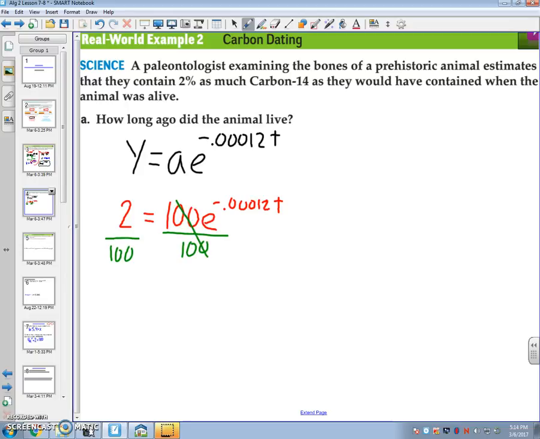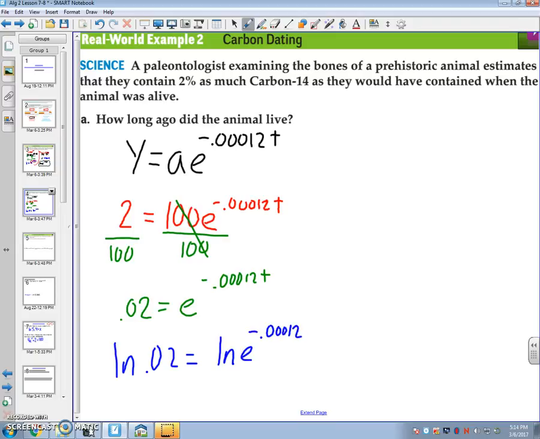And that is 1/50th, or the decimal, 0.02. Basically 2% instead of half, 50%. e to the negative 0.00012t. Got to bring that exponent down. I'm going to take a log of both sides, but since it's e, I'll take the ln of both sides. ln of 0.02 equals ln of e to the negative 0.00012t. Remember, ln of e cancels.